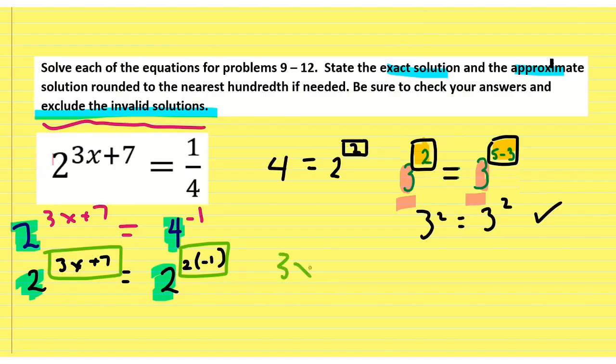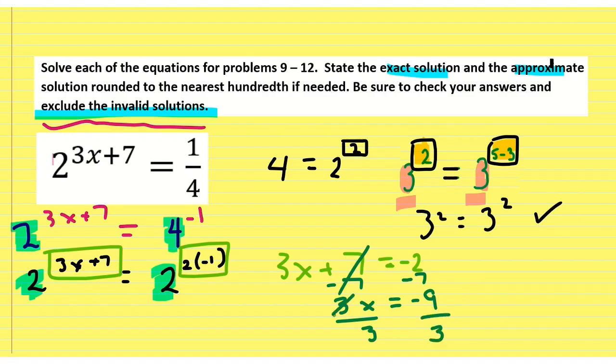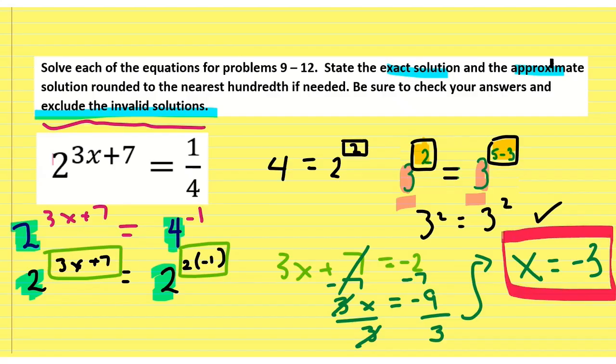We're going to say 3x plus 7 is equal to 2 times negative 1, which is a negative 2. And I am going to subtract 7 from both sides, cancel those out. 3x is equal to negative 9, and then divide out the 3, and these 3's will cancel. And that leaves me with x equal to negative 3. So that is the solution for my x variable.